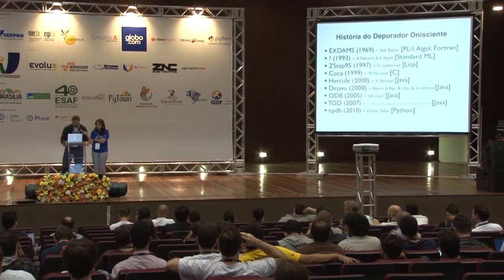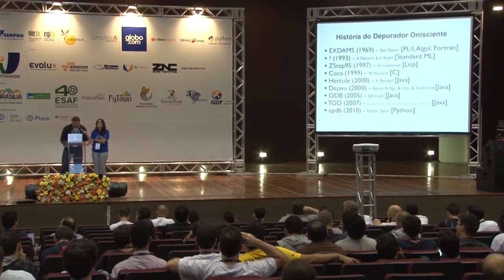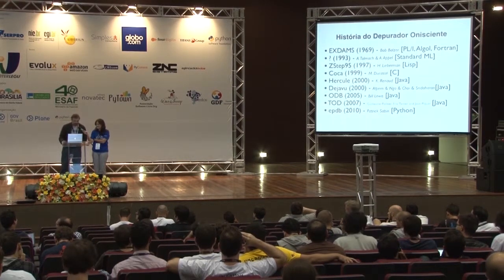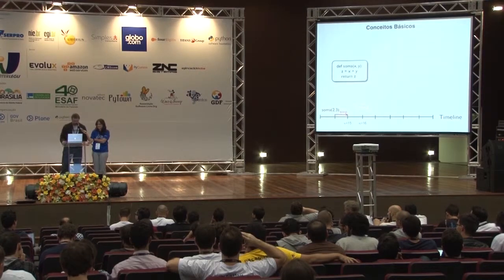There are several attempts to implement an omniscient debugger. Fortran, Melissa. Hey, the first idea from Bob Bowser in 1969. Several other attempts. The latest attempt is EPDB by Patrick Saban in Python. I'll talk about that later on. We still have half the speech, so there's plenty of time.